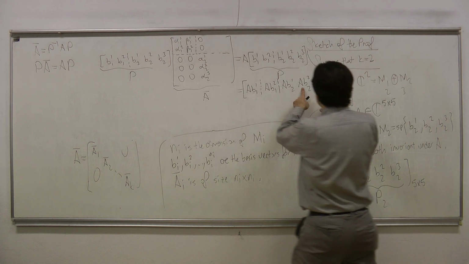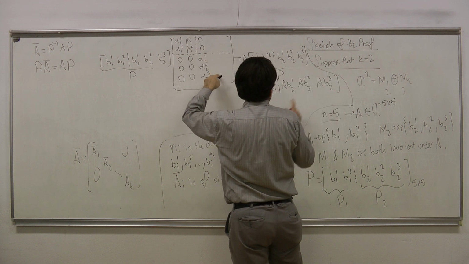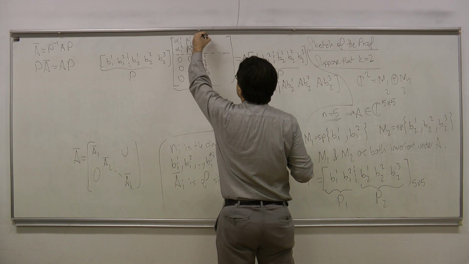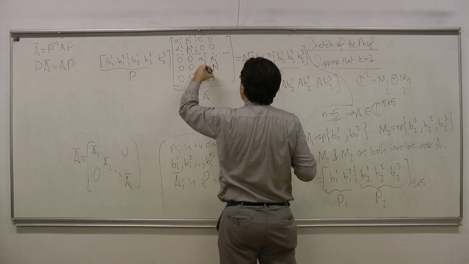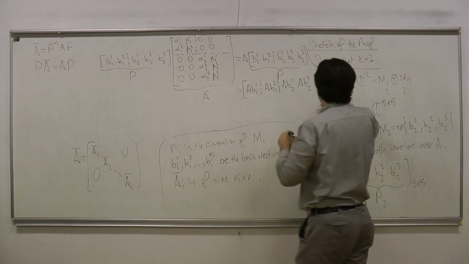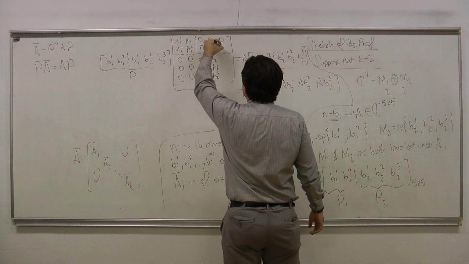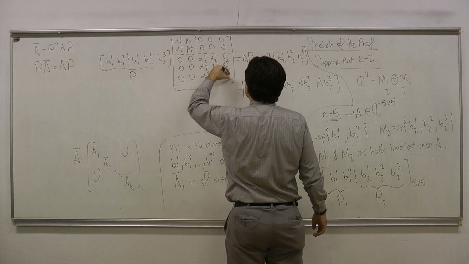Okay? This is in M2. As a result, the coefficients expressing this fourth column as a linear combination of these vectors would be 0, 0, beta 2,1, beta 2,2, and beta 2,3. And the last column is also inside M2 because of the invariance, and therefore the coefficients should be gamma 2,1, gamma 2,2, gamma 2,3.